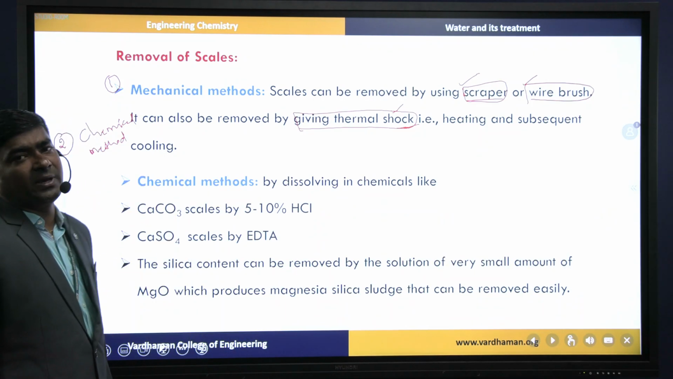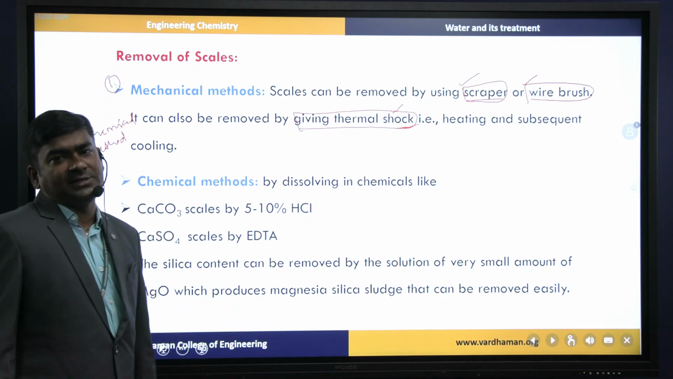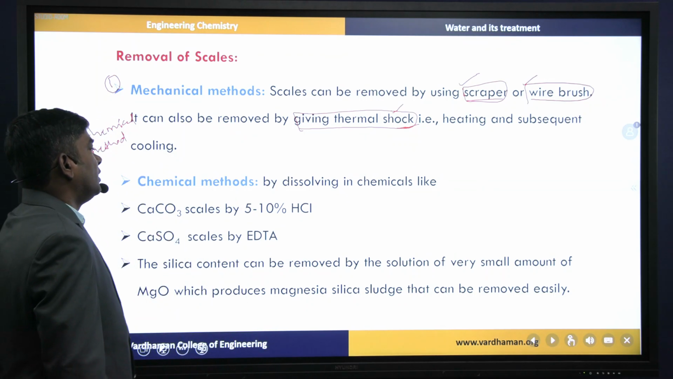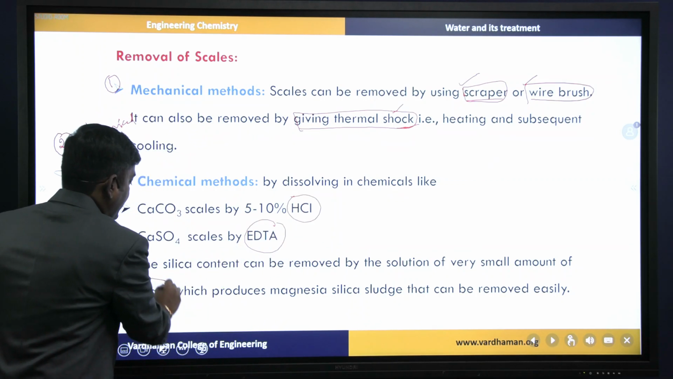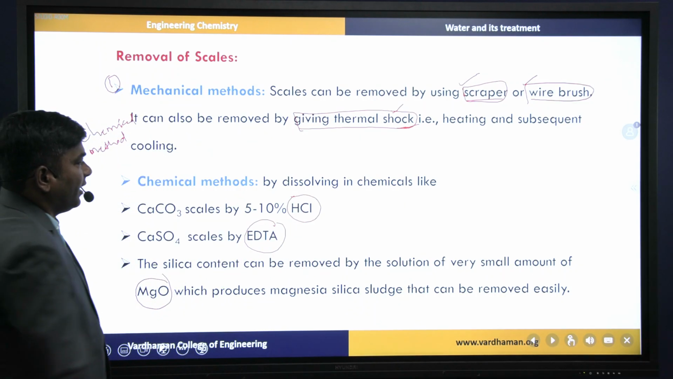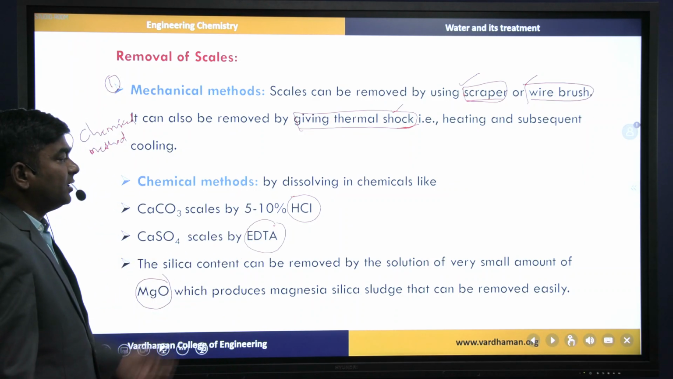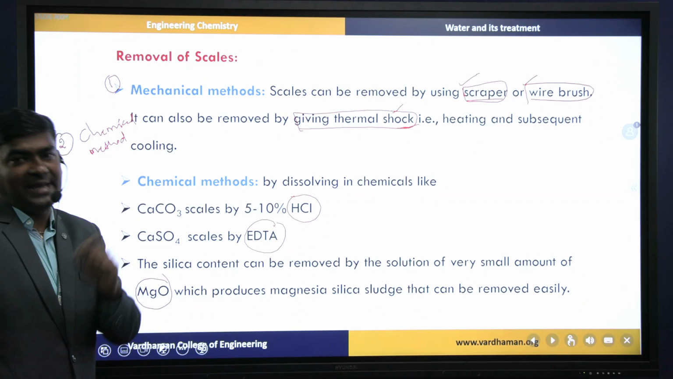Next method, chemical methods. Chemical methods mean adding some chemicals to the boiler water, chemicals like HCl, EDTA and magnesium oxide. These can remove some specific scales.